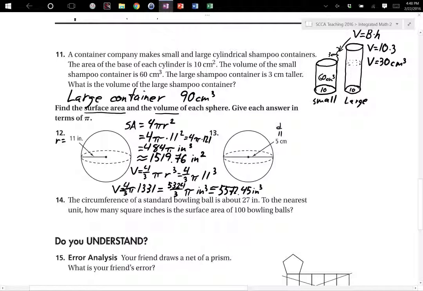Okay. In this next problem, we're given the diameter. So this is our diameter. That means our radius is half of our diameter. That's 2.5 centimeters. Okay. So what is our surface area? We use the same relationship, 4 pi r squared, which is 4 pi times 2.5 squared.